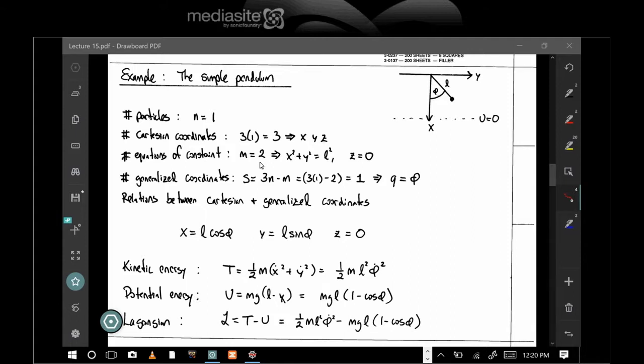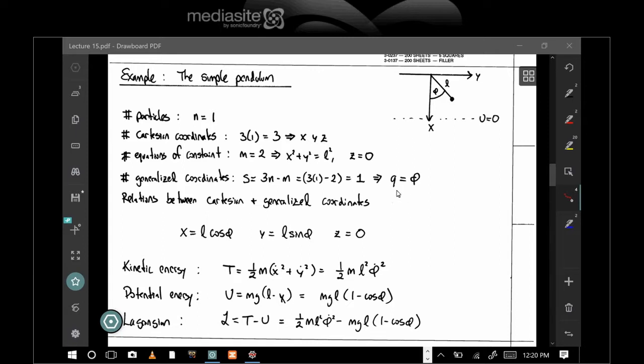Well, this is one-dimensional motion, so I expect 1. Well, 3 times 1 minus 2. Again, 3 times 1 is the number of Cartesian coordinates. 2 is the number of equations of constraint. This guy and that guy, that's 1. So my Q is this phi.